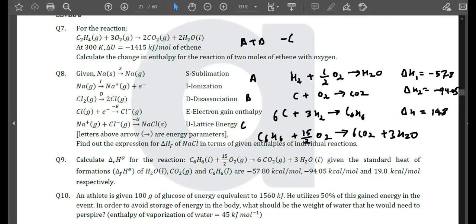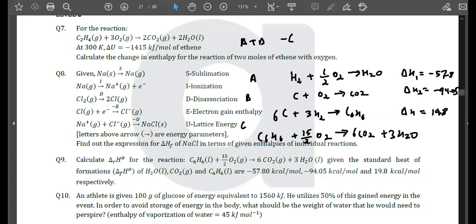Now you have to adjust the, what you have to adjust? Coefficients. Now do you think that you have to add or subtract something? Tell me. Do you need to multiply any reaction with any constant? Yes or no?